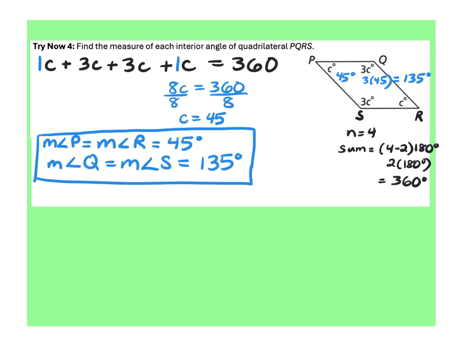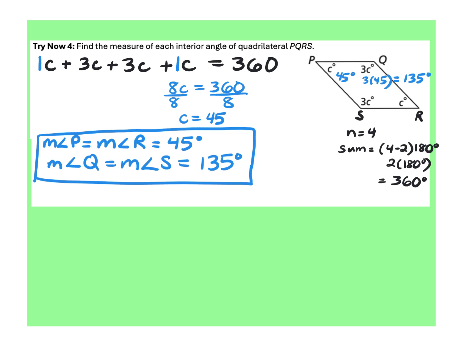Here's your solution to the try now. C is 45, and then if we plug in the 45 to each of the angles, P and R are both 45 degrees, and Q and S are 3 times 45, which is 135 degrees. Notice, too, that I totaled the sum to 360. A quadrilateral with 4 sides has a sum of 4 minus 2 times 180, so 360 degrees.